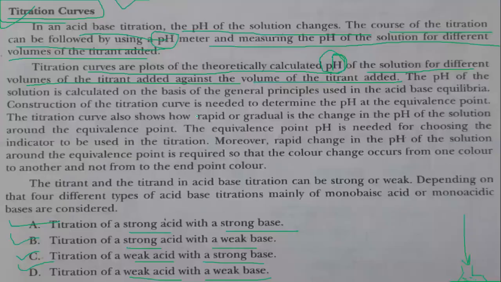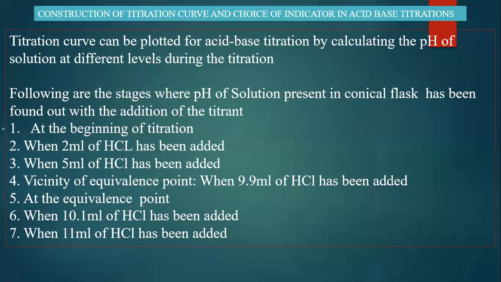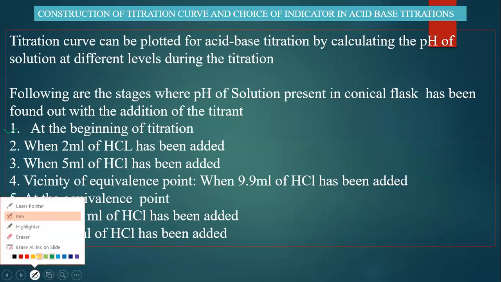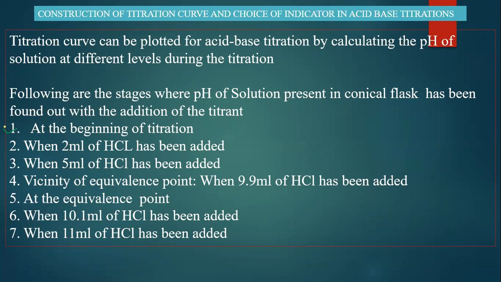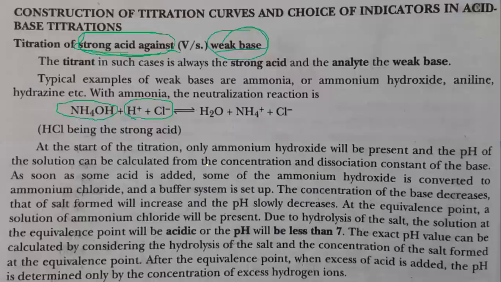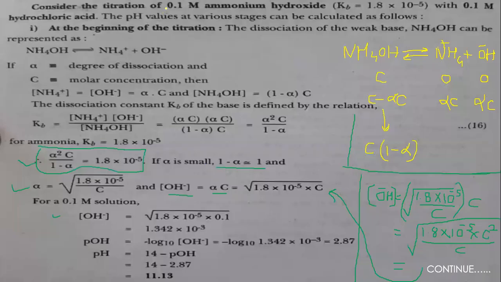Now here, these are the points at which we are going to find out the pH. At the beginning of titration, when you are not adding any titrant. Now when you are adding 2 ml of HCl, its concentration is given. If you can see in the further slide, its concentration is 0.1 molar, and the concentration of ammonium hydroxide is also 0.1 molar. We'll see in detail.